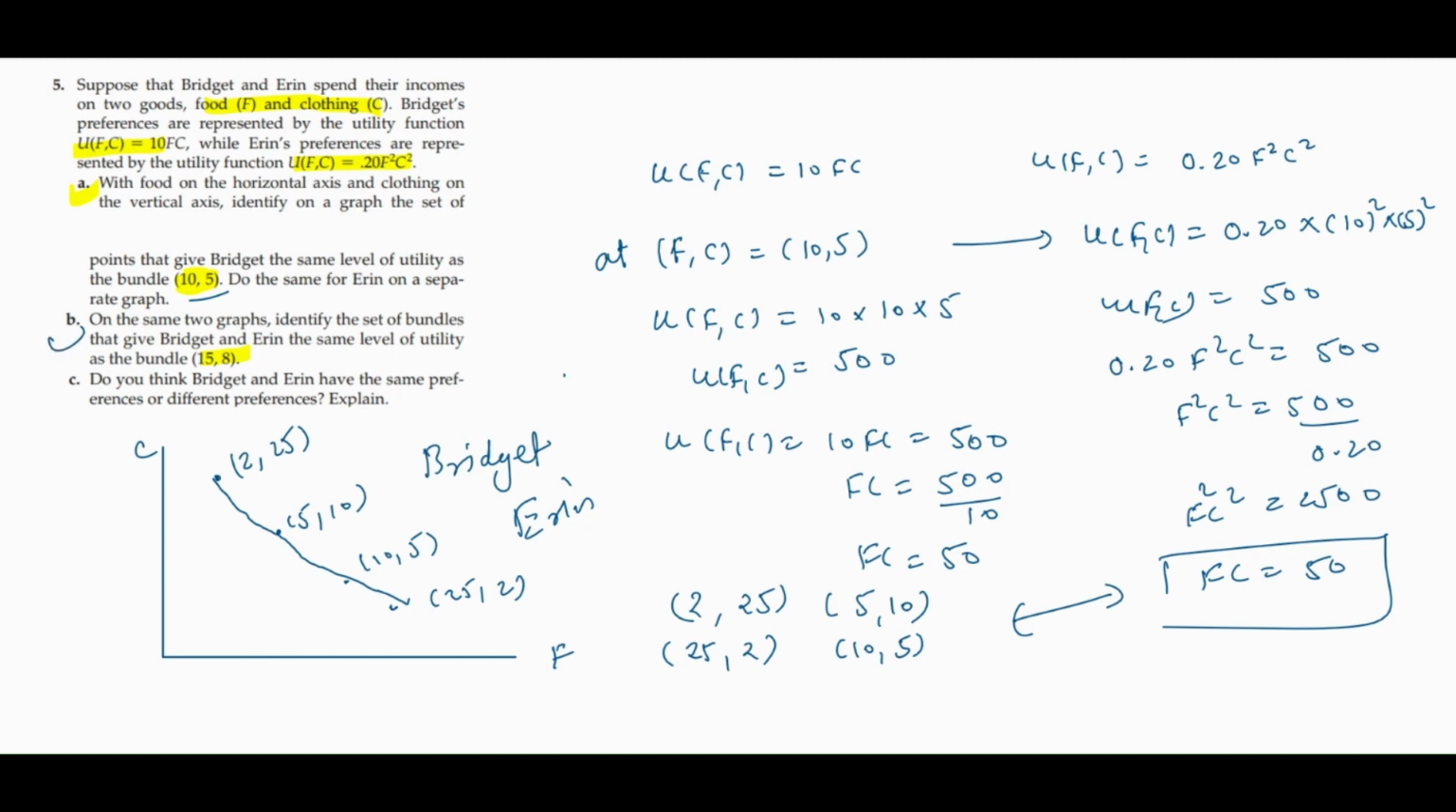Now the same thing you can repeat with part B. On the same graph, identify the set of bundles that will give the level of utility for 15 and 8. Just put the values F equals 15 and C equals 8. This is the same process you will follow, and you will get the answer for that.